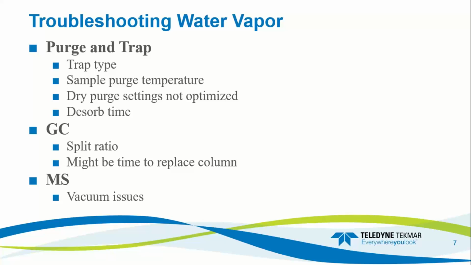Possibly dry purge settings are not optimized, or maybe there's too much desorb time, or you're not desorbing at the correct temperature. On the GC side of things, we can look into our split ratio. We may have our split ratio set too low, allowing too much water to get onto that column. A long water peak can be a sign of a bad column and a sign that it's time to replace the column. And on the mass spec side, we can look into vacuum issues. If you don't have adequate vacuum, then the water that is getting into the mass spec is causing more problems than it otherwise would.